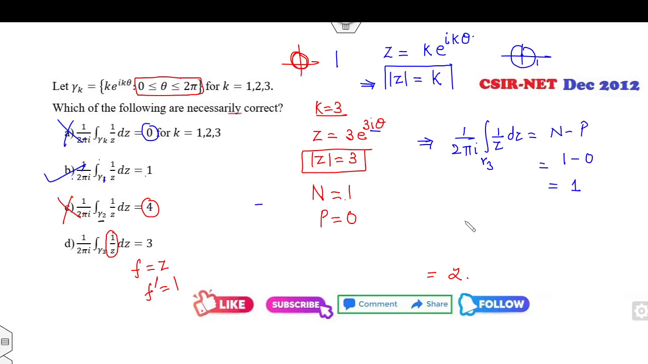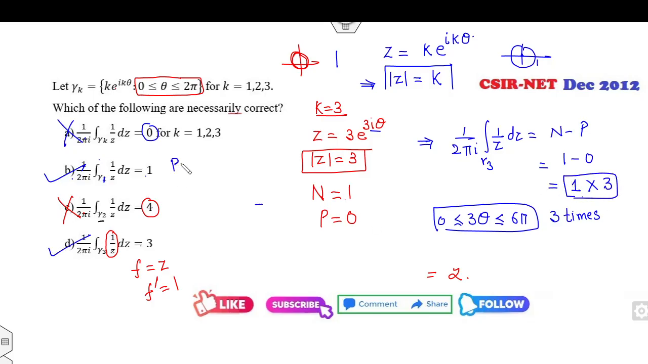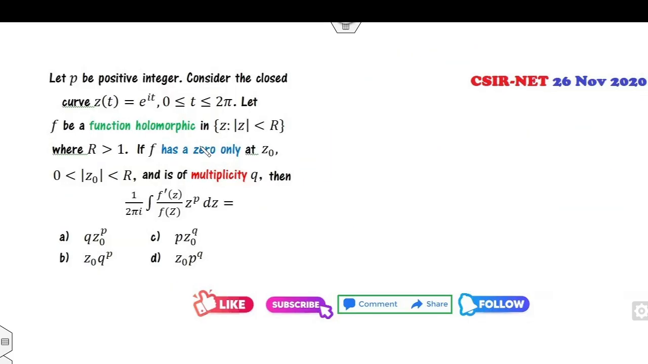But what is the value of 3 theta? 3 theta lies between 0 to 6 pi. That means it's a 3 times rotation. So I can multiply this answer by 3. So yes, the right answers are B and D.